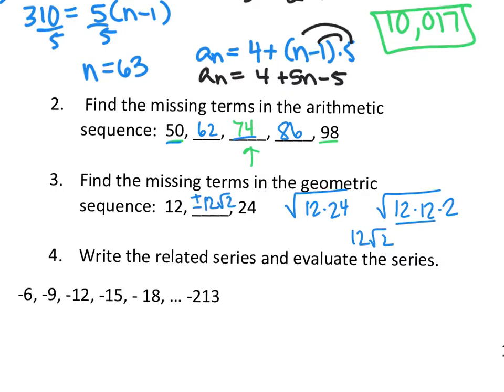So the reason it's plus or minus is because we don't know if the common ratio is positive or negative. It could go positive, positive, positive, or it could go positive, negative, positive. We're not sure, so we have to put plus or minus right here.